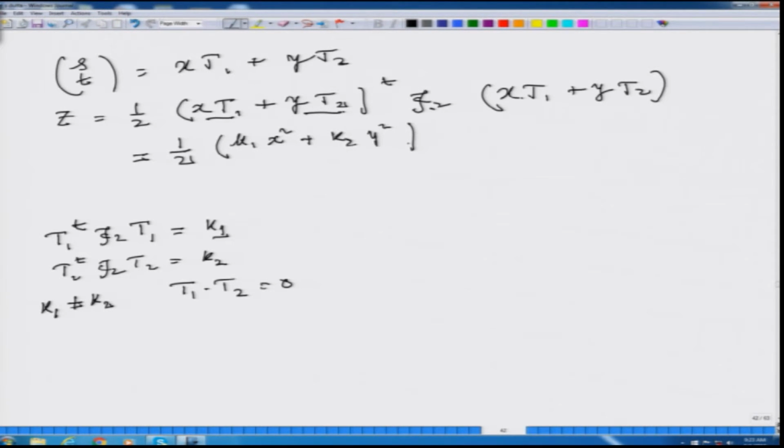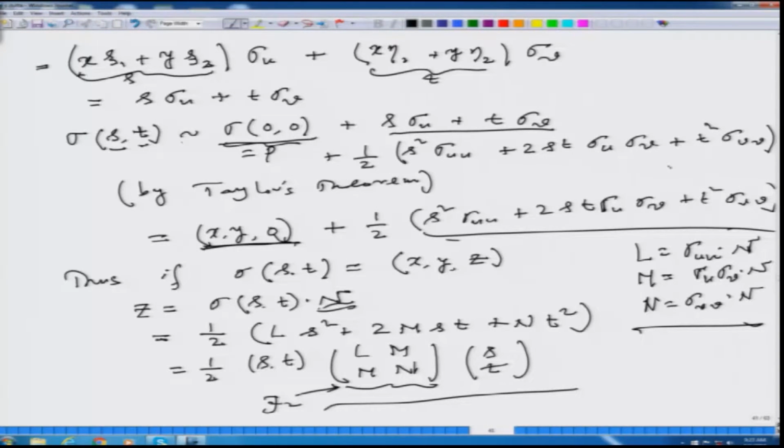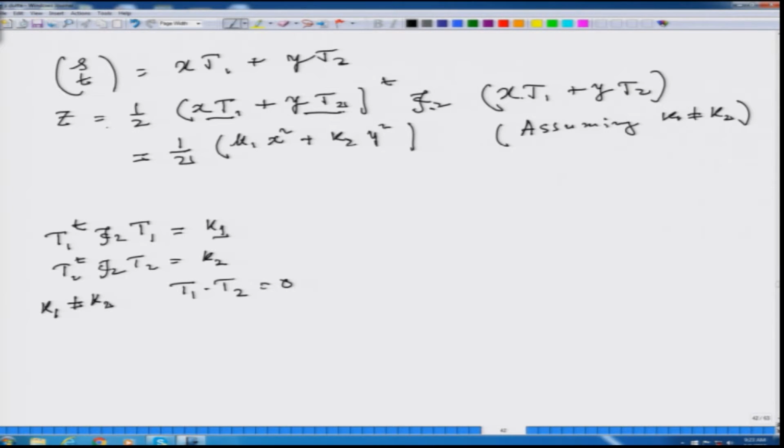Okay. So, this is assuming k 1 not equal to k 2. I should not have written equal to, because here I have a tilde sign, approximately. So, z is approximately this surface. So, this is a quadratic surface, quadratic because only quadratic terms are involved.